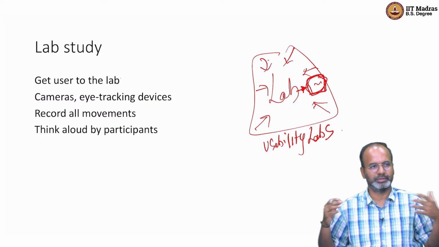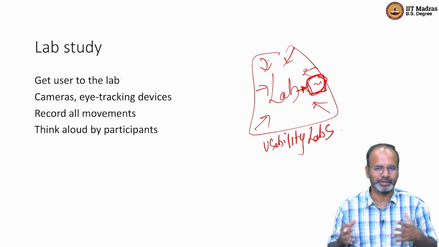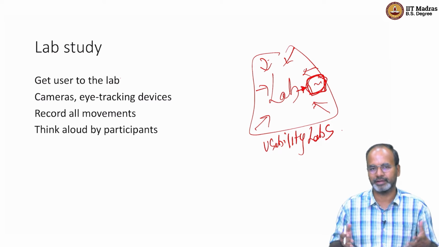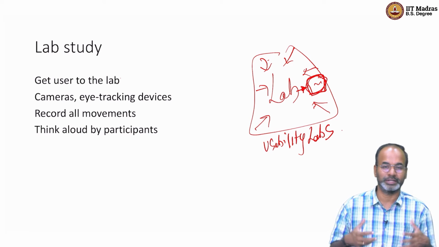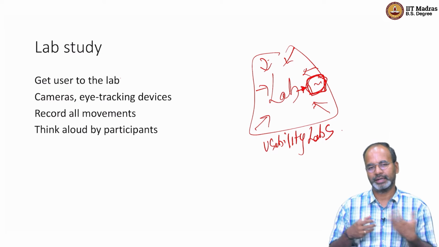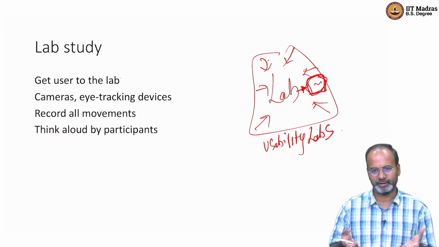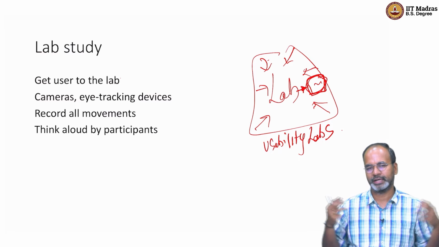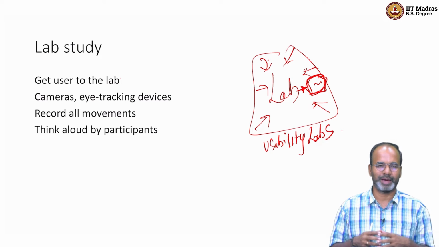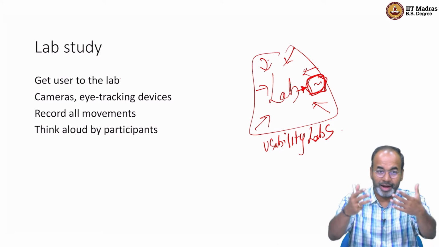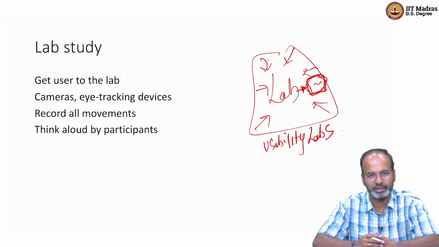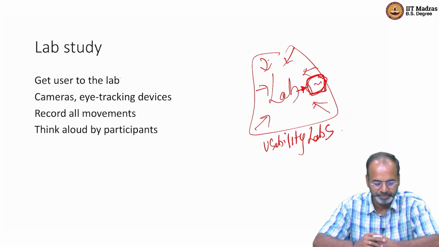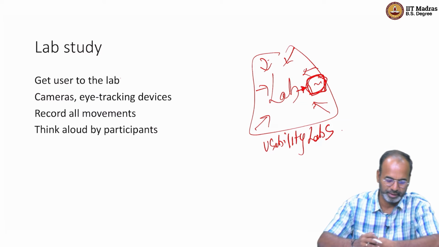I mean, simple in some sense, but it's also complicated in many senses, which is that it has to have soundproof rooms in case you want that level. You want to have voice recorders, video cameras, eye tracking, for example. All of these devices may be needed inside the room. Record all movements, think aloud for participants.